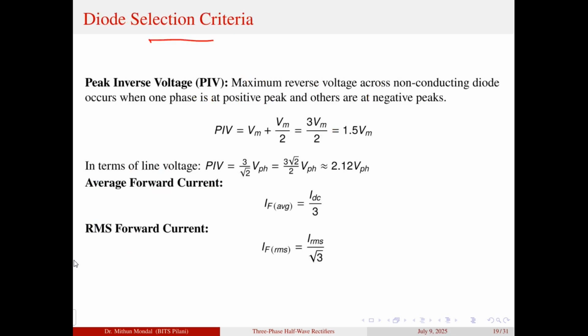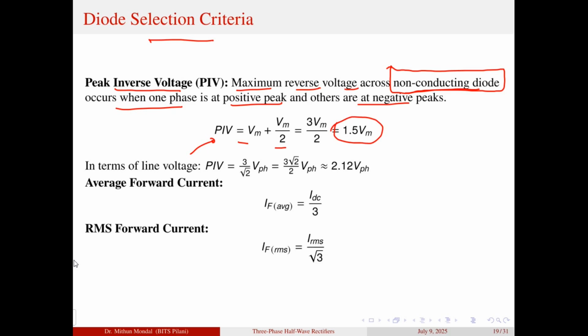We need to do the diode selection criteria, which depends upon the peak inverse voltage. Peak inverse voltage is nothing but the maximum reverse voltage, which is measured across the non-conducting diode when one of the phases is at positive peak and the other at negative peak. So we are basically finding the peak inverse voltage across the non-conducting diode. So peak inverse voltage is equal to Vm plus Vm by 2, which comes to be 1.5 times the Vm for this three-phase half-wave rectifier.